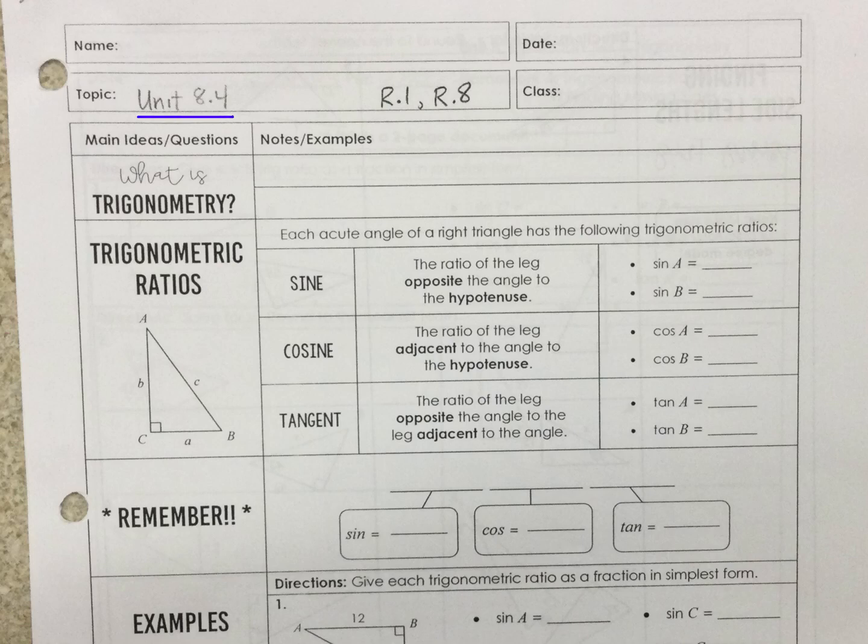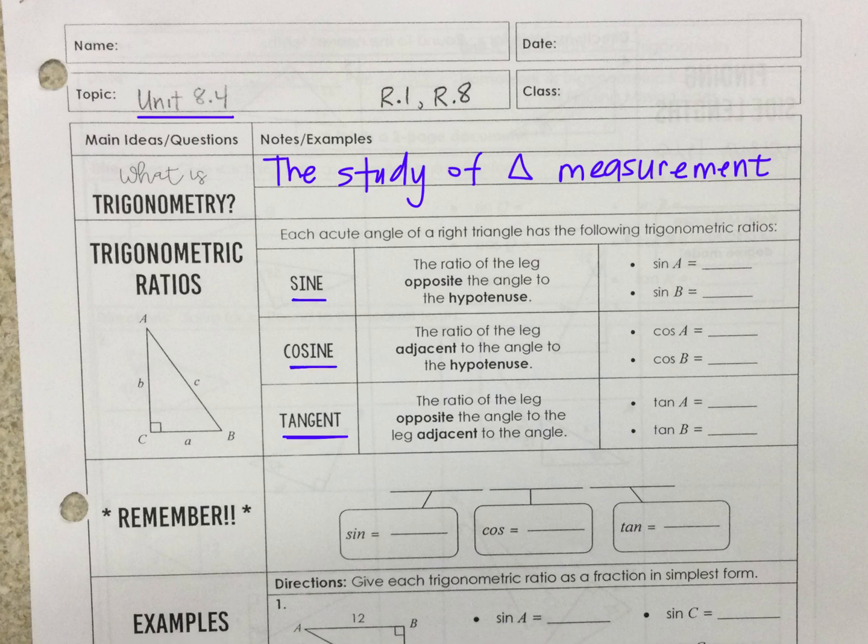These are your 8.4 notes. We are going to talk about trigonometry. Trigonometry is the study of triangle measurement. Each right triangle has a ratio we can set up so that we can figure out the measurements of its sides or its angles. There are 3 words we need to learn: sine, cosine, and tangent.